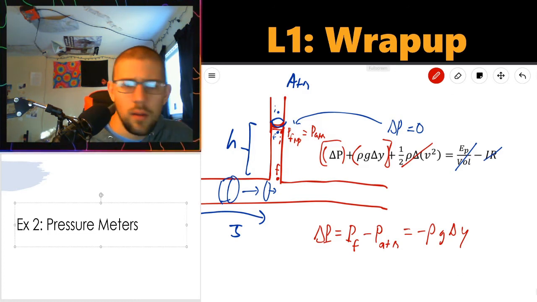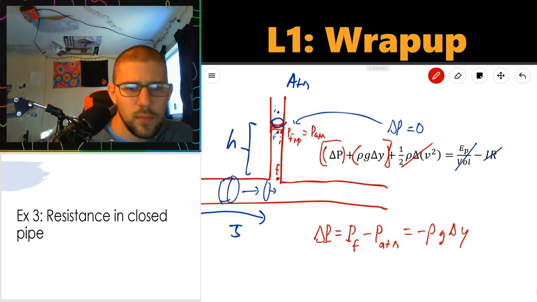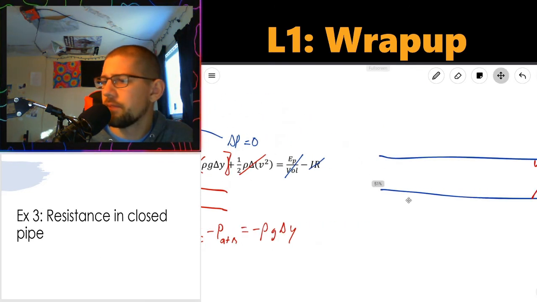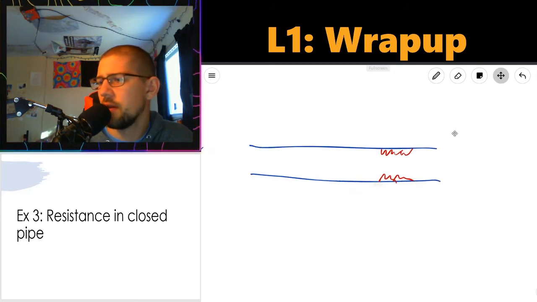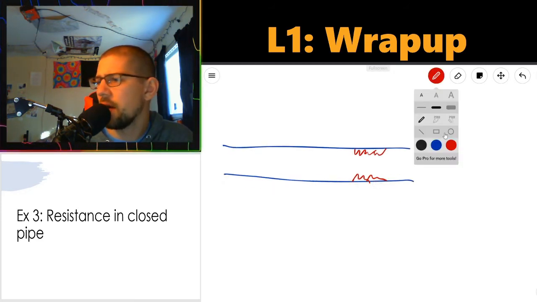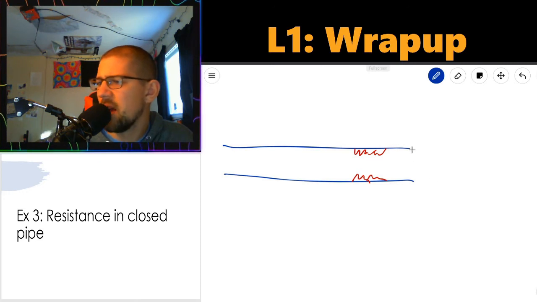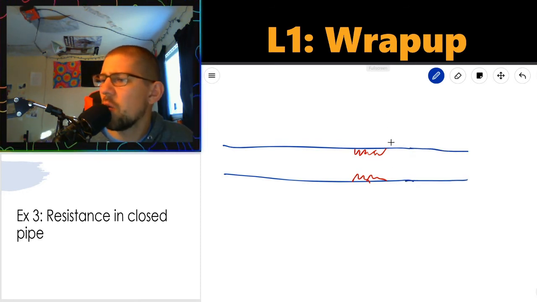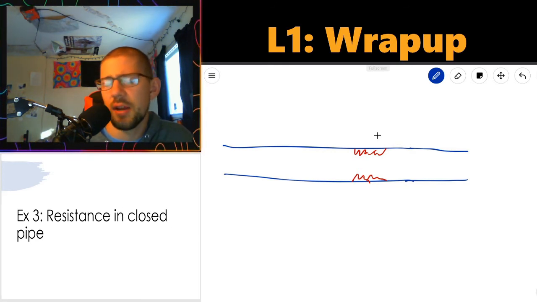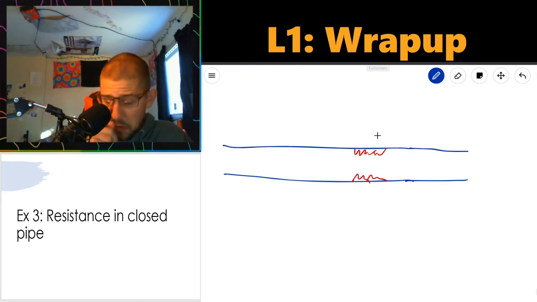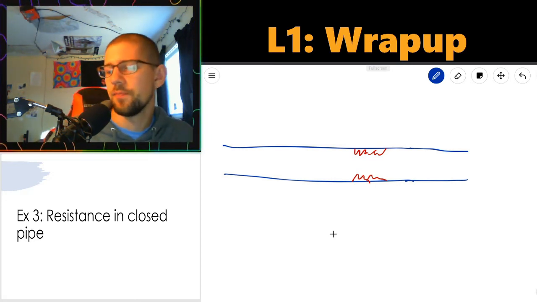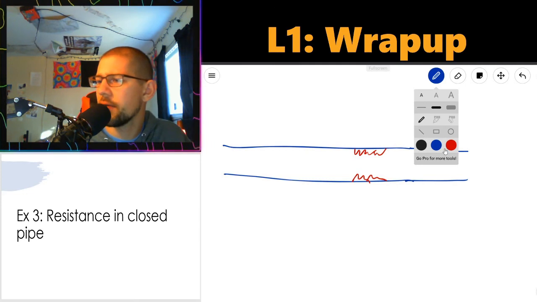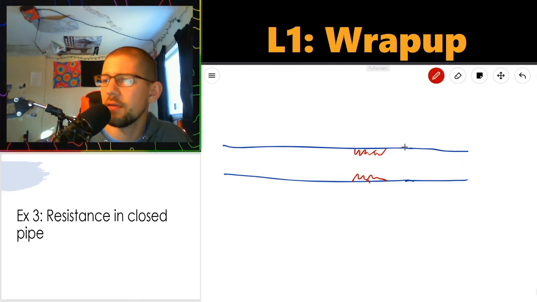Okay, let's move on to the last one. Resistance in a closed pipe. What I want to do here is just show the effective resistance a little bit more quantitatively. And again, this can be an intuition breaker. I think the biggest takeaway from this example is that resistance does not change fluid flow. Again, it doesn't change the current. It just typically changes pressure. So in a closed pipe, it does not change current.